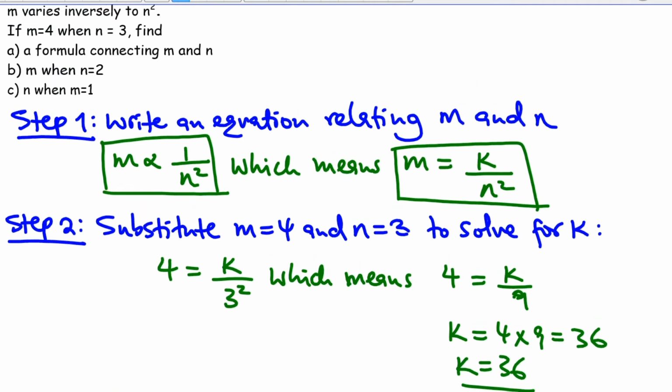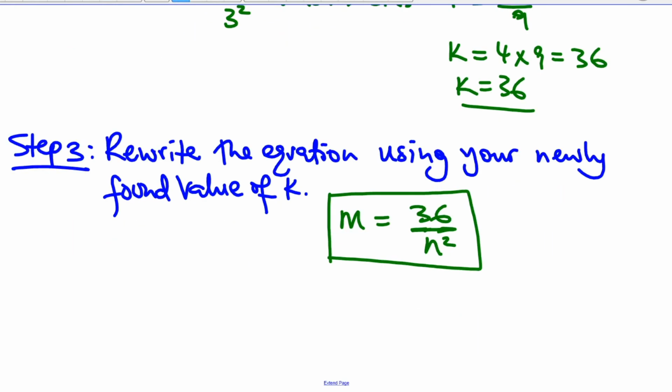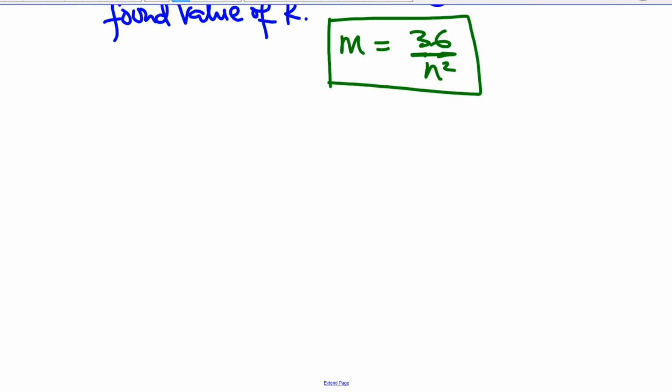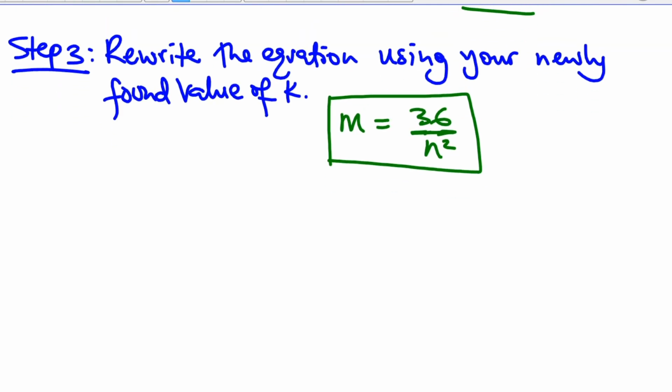We can use that formula to work out B and C. For B, we are finding the value of m when n is equal to 2. So that means that m will be equal to 36 over 2 squared, 36 over 4, which is just 9.